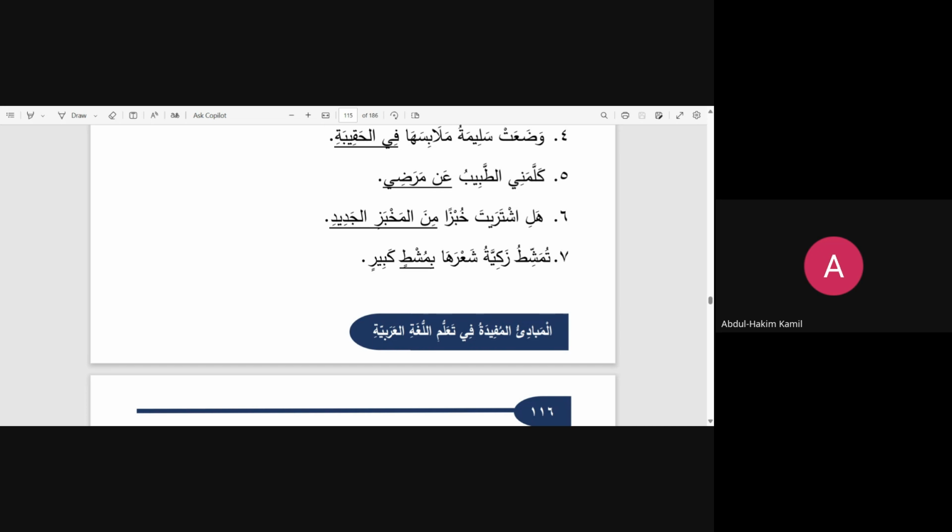طيب. تمشط زكية شعرها بمشط كبير. طيب يا داود. تمشط زكية شعرها. Combs. A mishat is a comb. To comb, tamshat, right. For a big comb. Tamshit zakiya sha'raha. Zakiya combs her hair. Bi. Now this is another harf jar. Bi mishatin kabir, with a big comb.